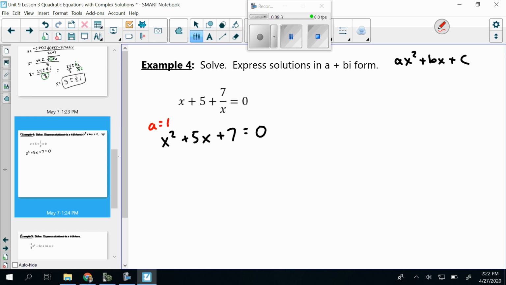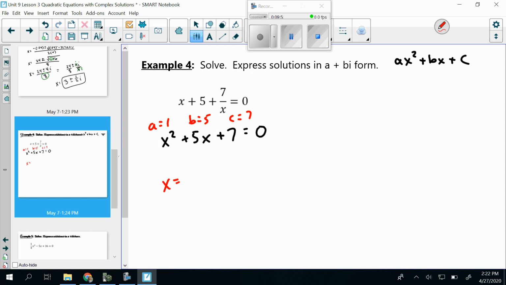A is 1, b is 5, c is 7, and then we want to go through and solve that one. Why don't you, on this one, pause the video and see if you can go the rest of the way and use the quadratic formula here to find the complex answer. All right, hopefully you've had some time to try this now. Let's see what you got.